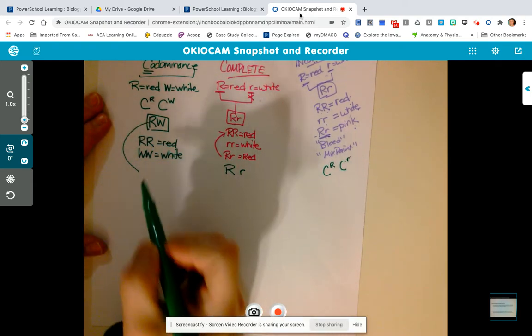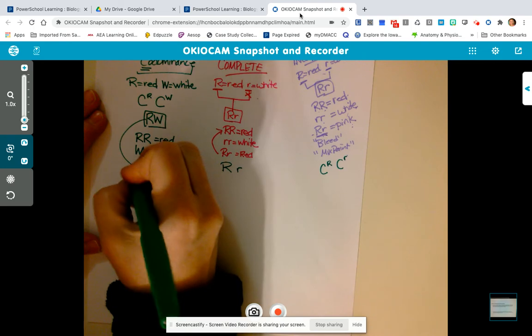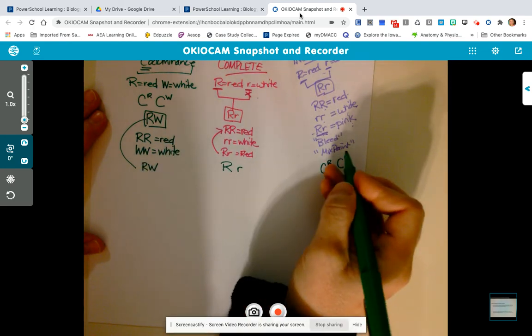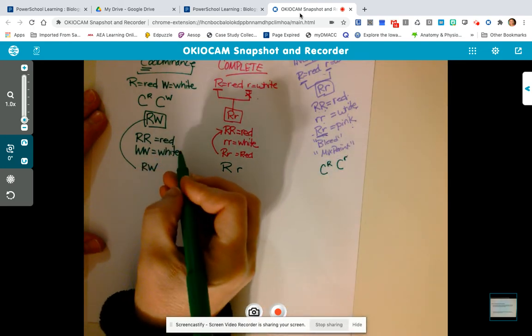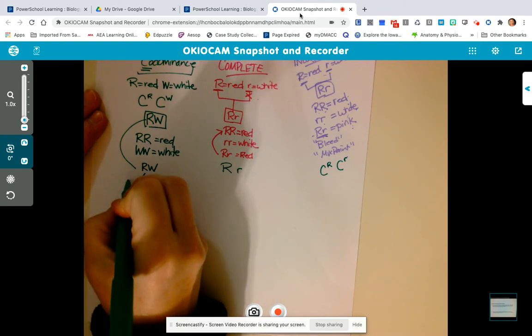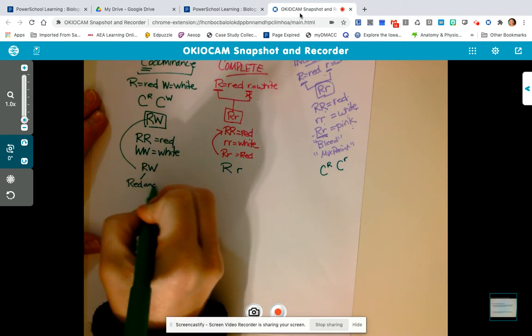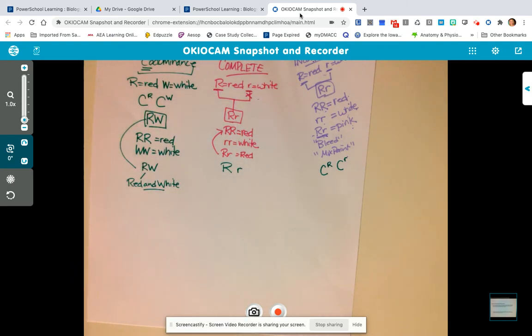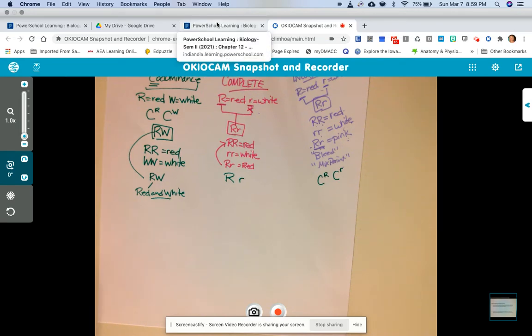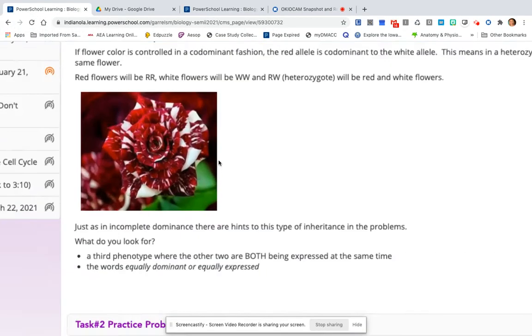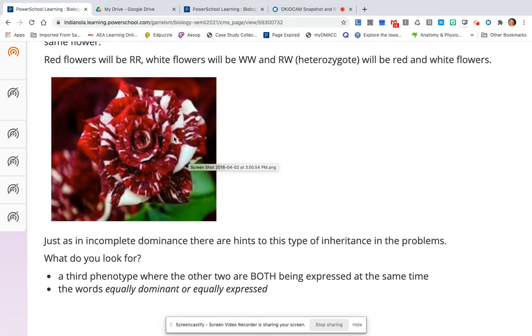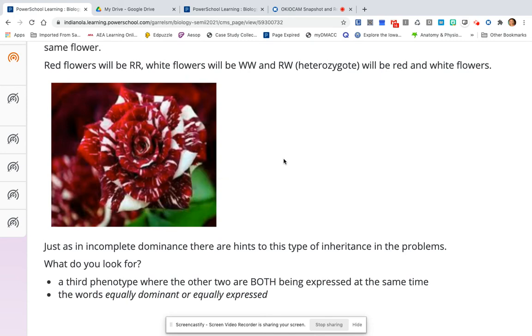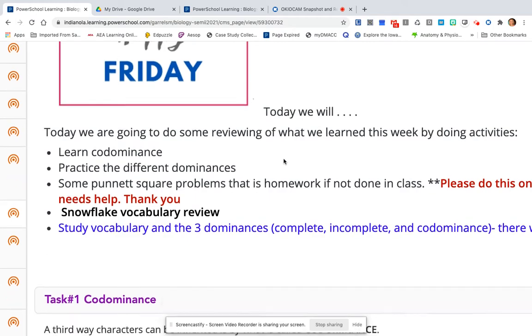So in this case, the phenotype RW is not going to bleed and make pink, but both will show up equally. So when you write those out, you put red and white. And sometimes, you might see these in splotches, in stripes, in dots. If you remember this flower, you can see how the petal has red and white. If this was incomplete dominant, it would be a pink flower. So that's the difference between the three dominants.